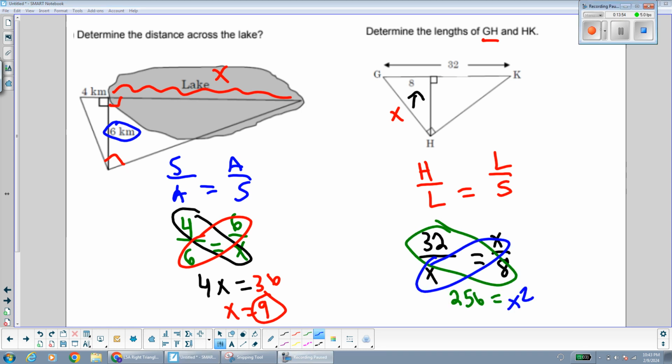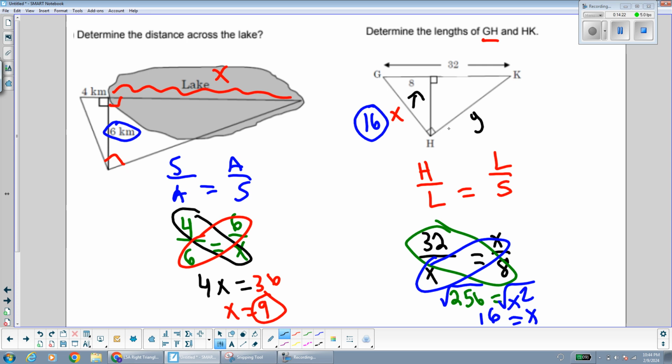Let's cross multiply. And when we cross multiply, we get 256 is equal to x squared. So if we take the square root of both sides, we have x is equal to 16. So that represents the measurement of GK. Now we just need to find HK, which is the other leg. I'm going to represent it as Y.